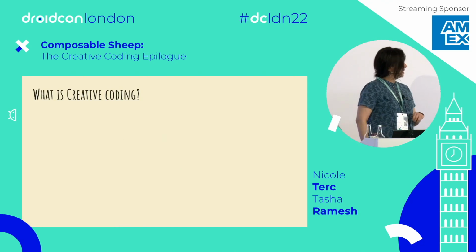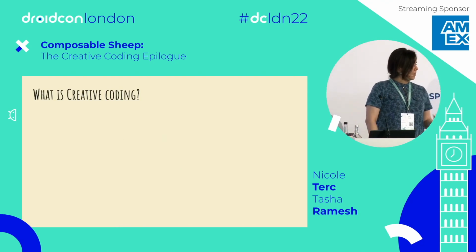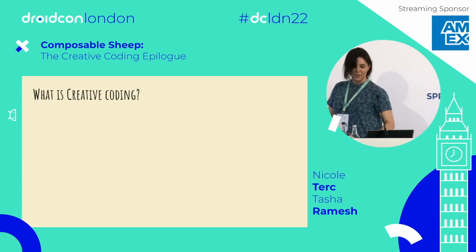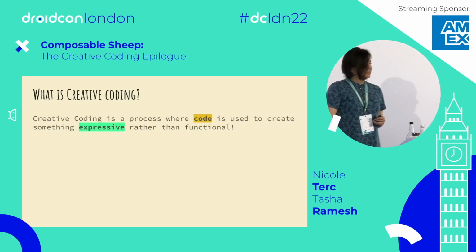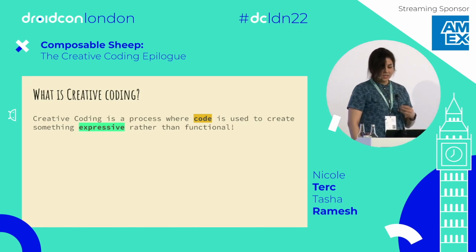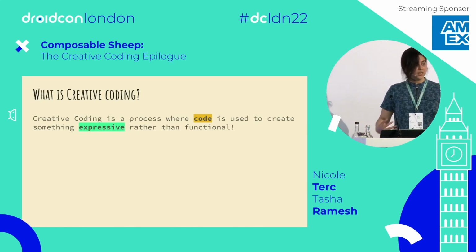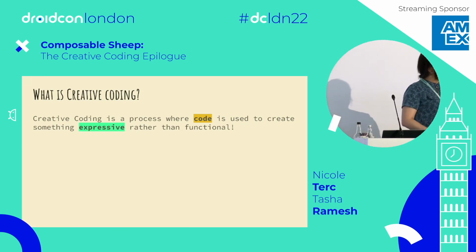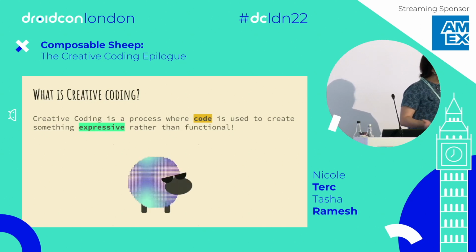And for that, let's answer our first question. What is actually creative coding? I mean, that's in the name of the talk, right? If you look for the definition online, you end up with something like this. Creative coding is a process where code is used to create something expressive rather than functional. Meaning that there's nothing going to be something super useful here for you. We're going to be doing fun stuff for the sake of it.